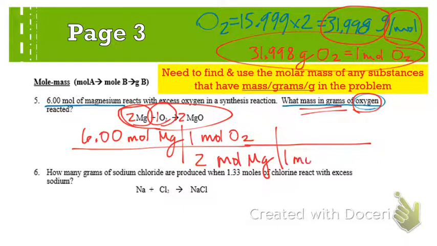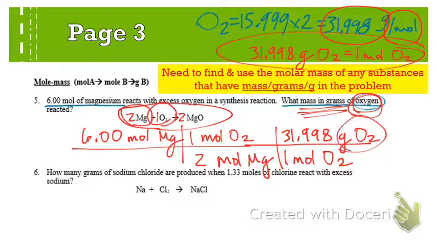I can put this 1 mole of oxygen there, and then my molar mass, 31.998 grams of oxygen, is going to go on the top. Now that I have grams of oxygen right here at the end, and I can double check that everything else cancels out on those diagonals, I'm ready to stop and calculate.